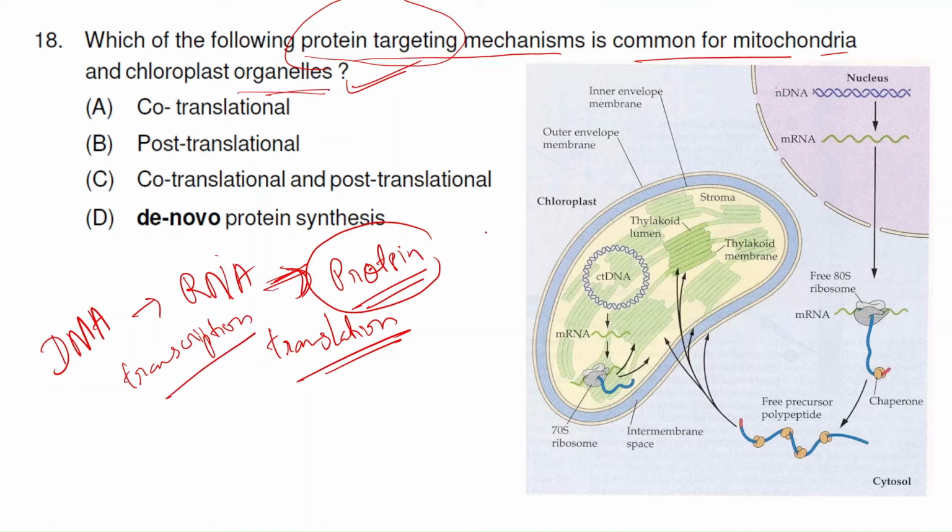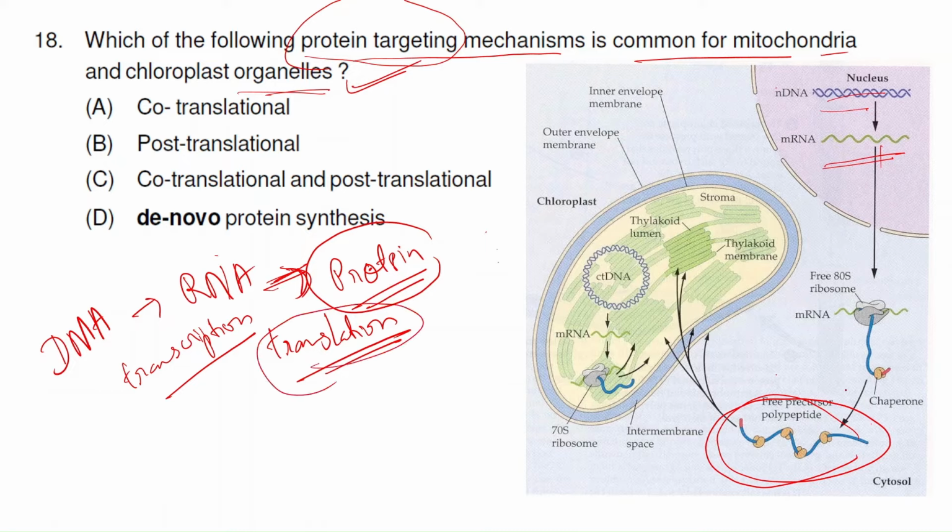So how is the protein transported into the organelles called mitochondria and chloroplast? Here we can see in the diagram. In the nucleus, there is DNA. From DNA, mRNA is synthesized. From mRNA, proteins are synthesized. Protein is formed after the process of translation.